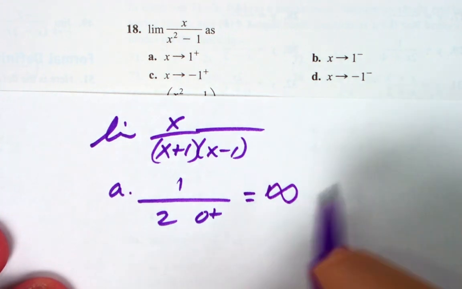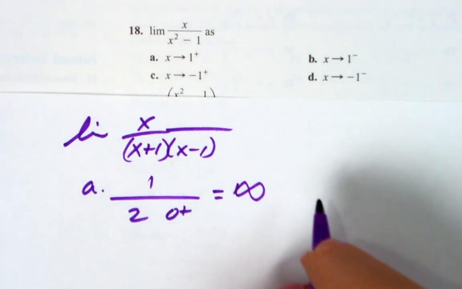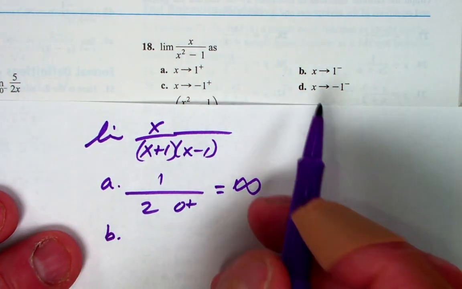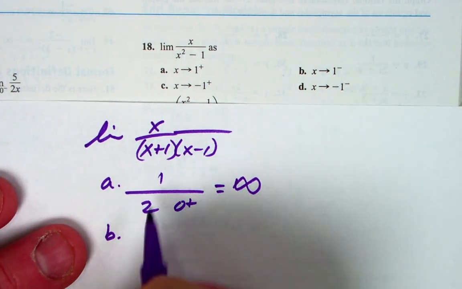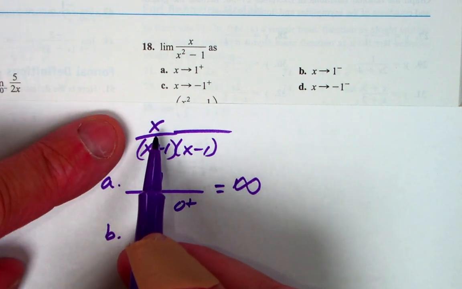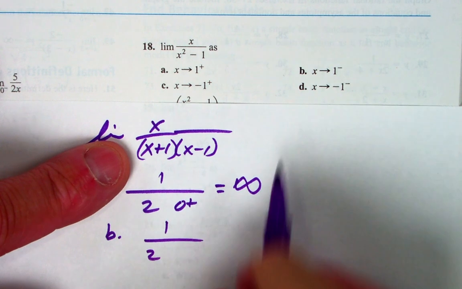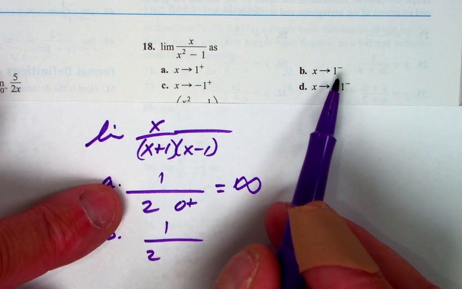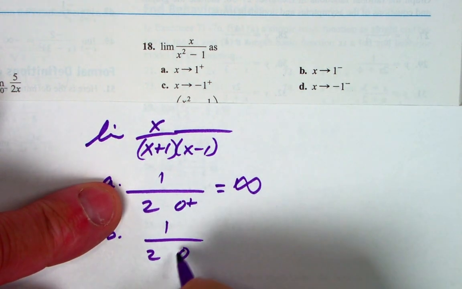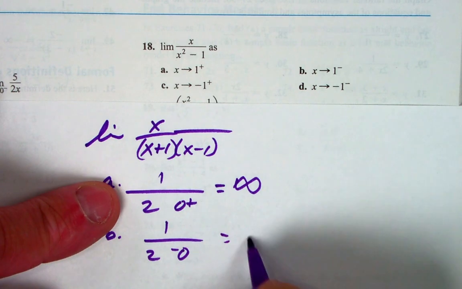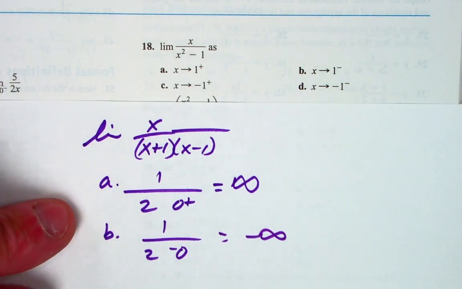Let's talk about B. I'm going to go ahead and zoom out even more. B. 1 from the left. Well, let's take a look at it. The top getting closer to 1. This part getting closer to 2. This part getting closer to 0 from the left. It's going to be negative. So then what do we get for an answer? Negative infinity. Okay.